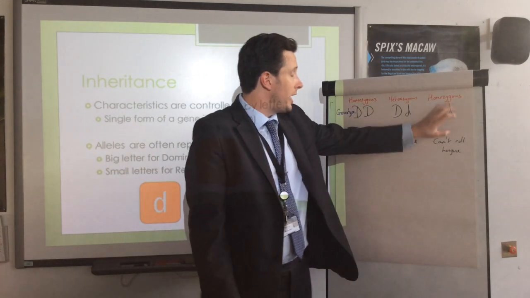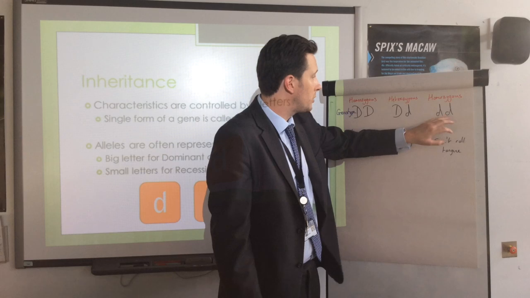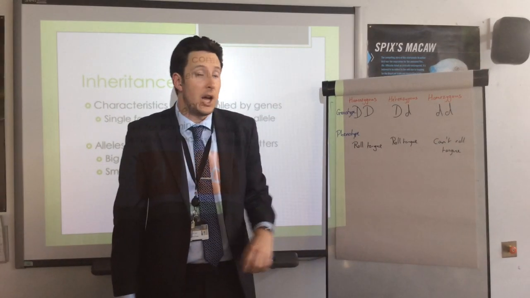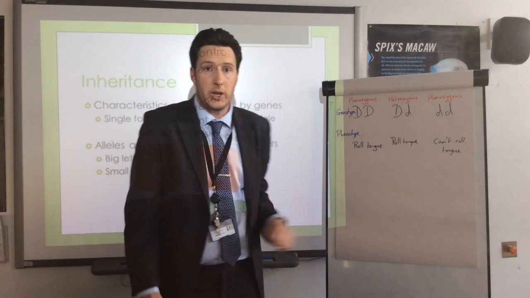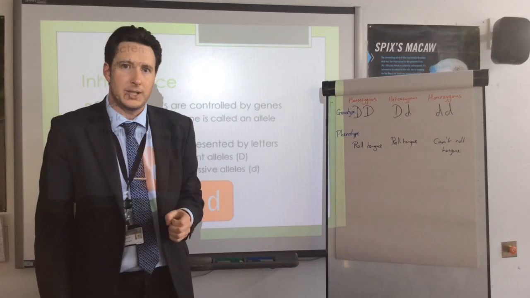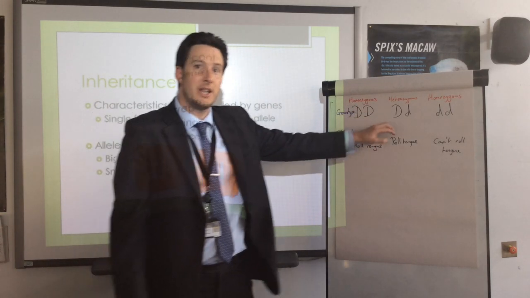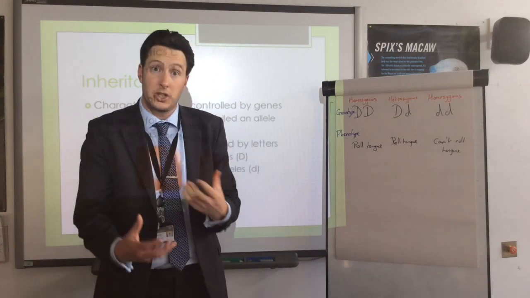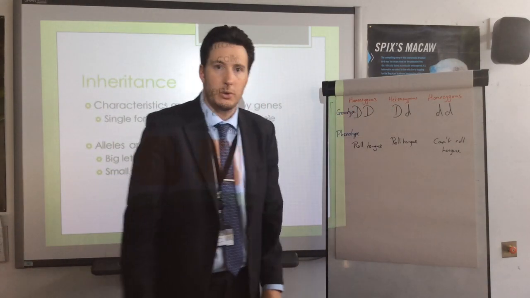The only combination where you can have the recessive characteristic is if you are homozygous with two of the recessive alleles. And when you're talking about this, you have to write them out as big letters and small letters. You have to say this is a big D and this is a little d for the alleles, because otherwise it's not very clear what you're talking about.